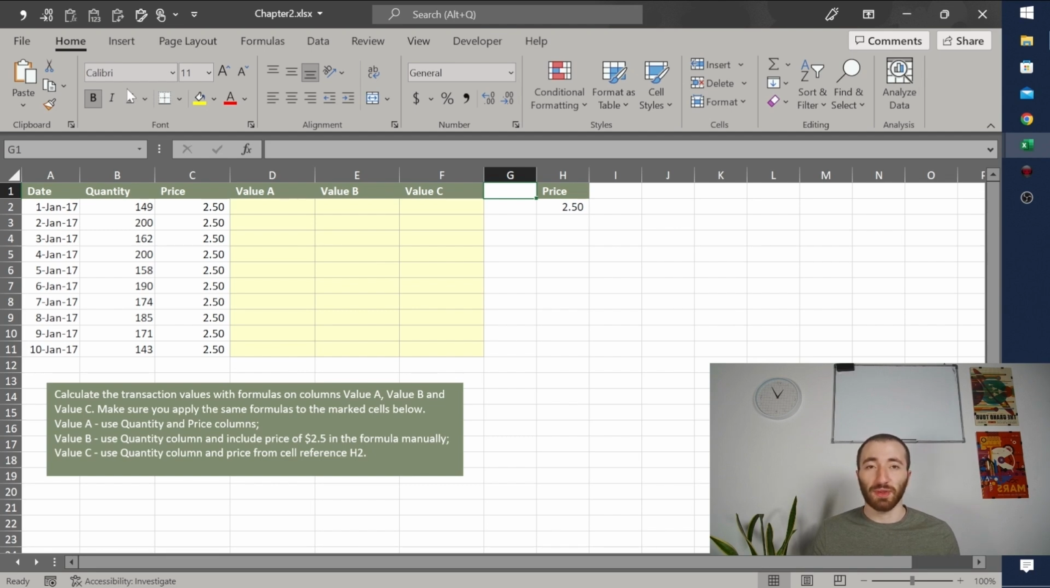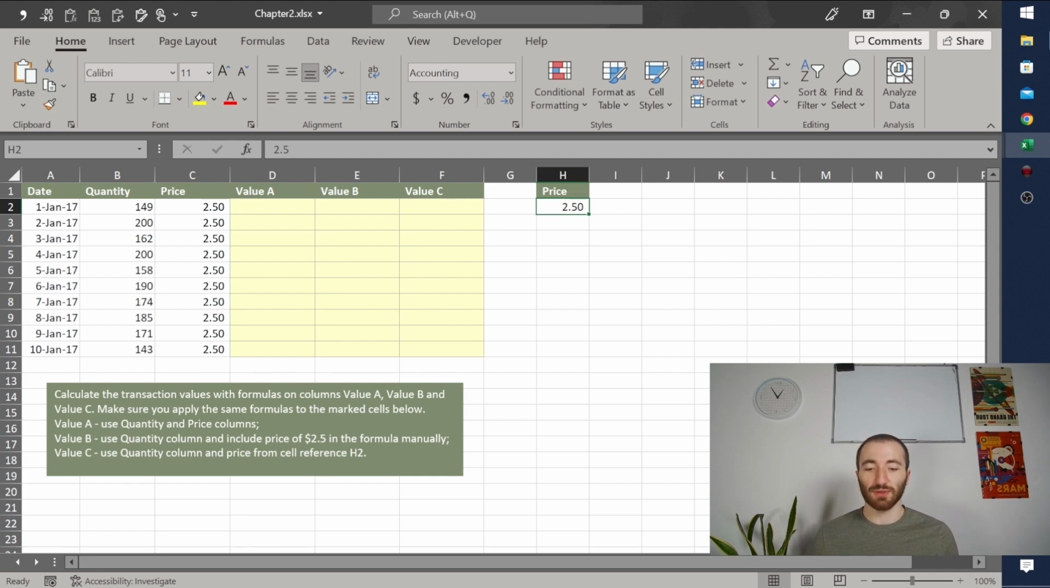Here we have a table with 6 columns. They are date, quantity, price, value A, value B, and value C. As you can see, value A, B, and C are the columns with empty values, so we need to fill in the formulas in those columns. Also, we have a table with only 2 cells. Here is price, and it's written 2.5. And let's have a look at our problem definition.